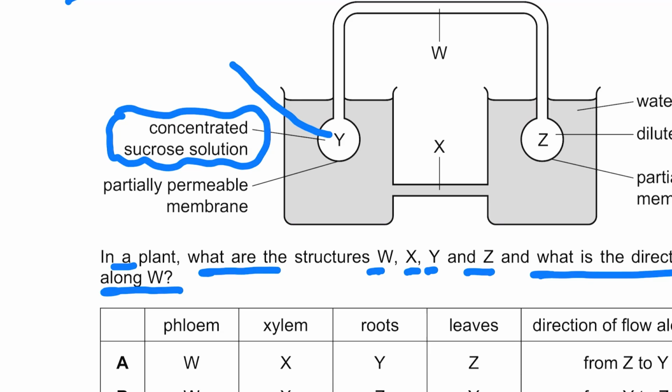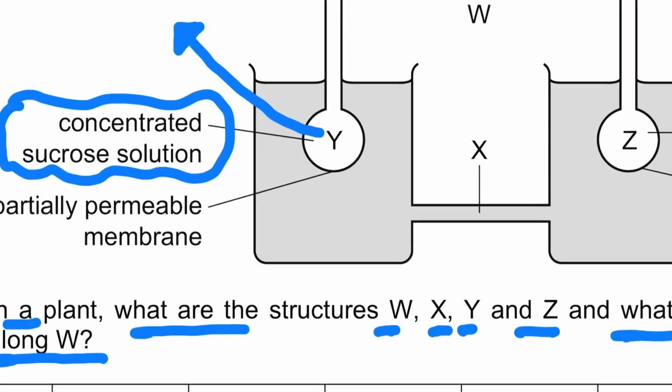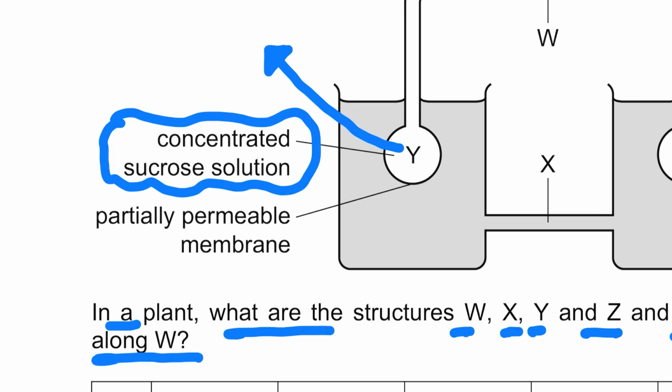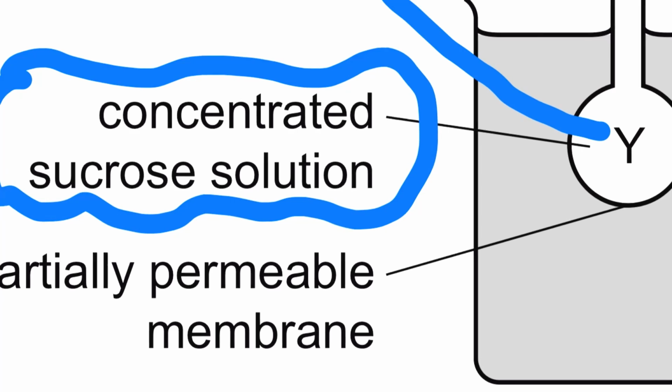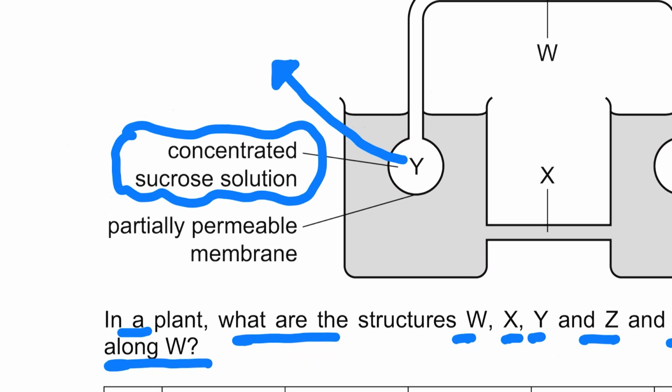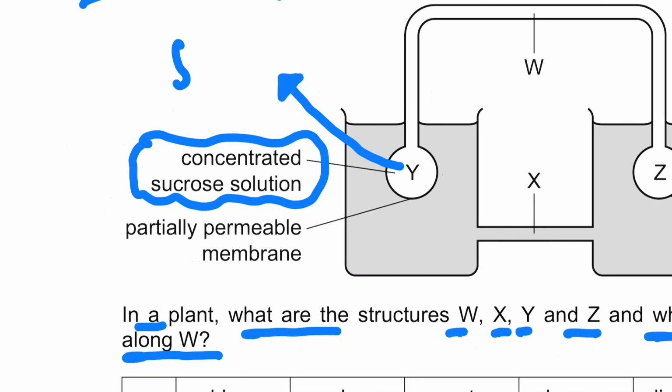Because Y has a concentrated sucrose solution, and as you all know, at the source, in the sieve tube, sucrose is loaded and there is a high concentration of sucrose, and the solution of sucrose becomes concentrated. So this is the sieve tube at source, or we can say this is the source.